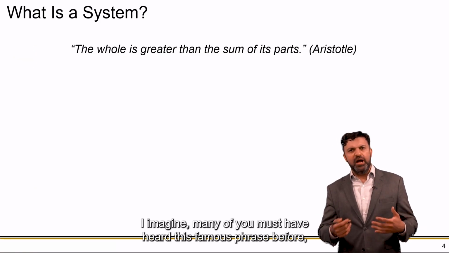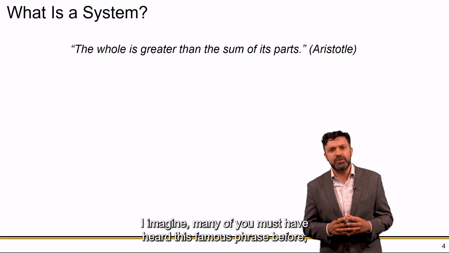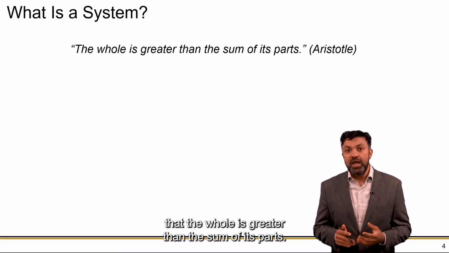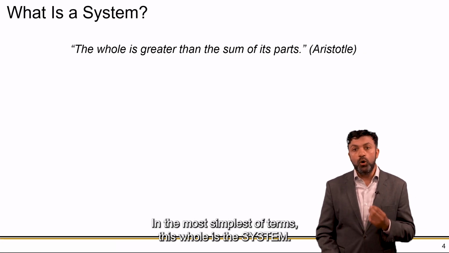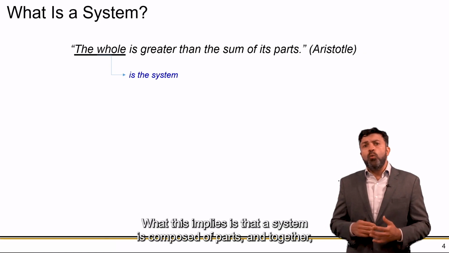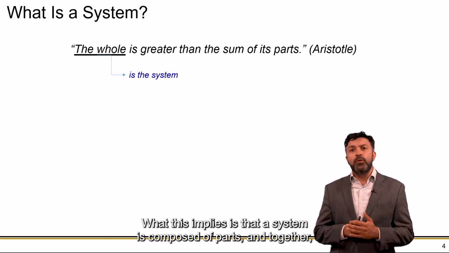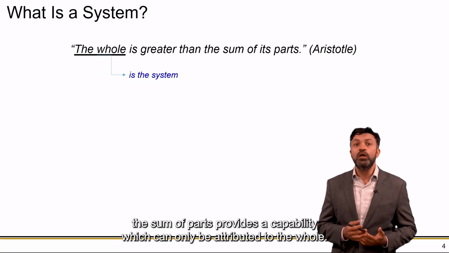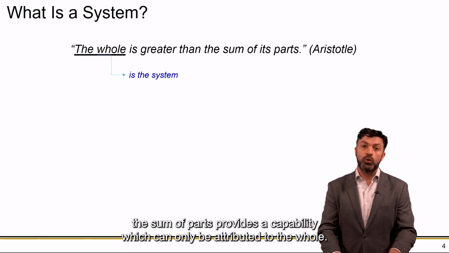So what is a system? I imagine many of you must have heard this famous phrase before, that the whole is greater than the sum of its parts. In the simplest of terms, this whole is these systems. What this implies is that a system is composed of parts, and together the sum of the parts provides a capability which can only be attributed to the whole.